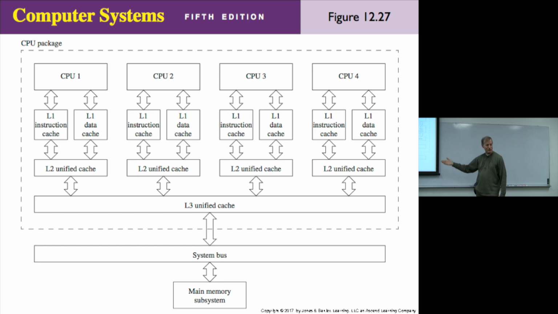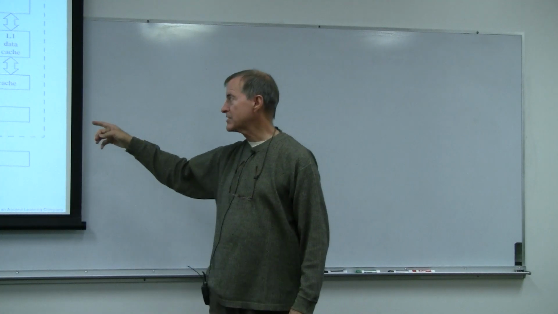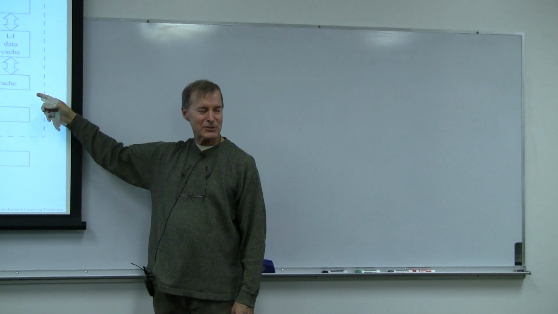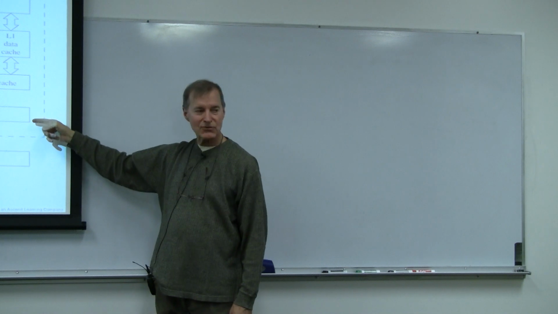L3 unified cache that then interfaces with memory. Are you with me? So now, what were those figures that they advertised? They were telling you 256K for this L2 unified. Did they give the other specs? It was 3 megabytes for the L3.